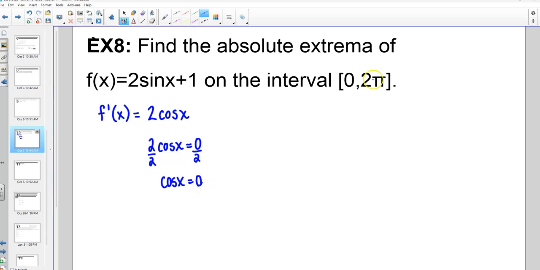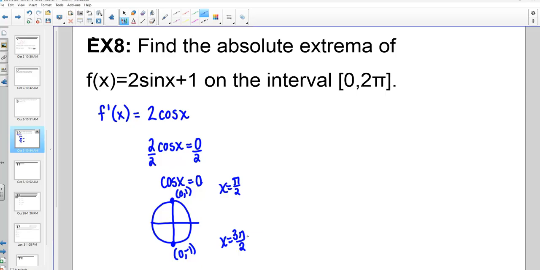And then we need to ask ourselves where from 0 to 2 pi, which is the unit circle, does cosine equal 0. So we're thinking about that unit circle. And cosine is your x coordinate. So it is here at x equals pi over 2. And right here at x equals 3 pi over 2. Those are our critical points.